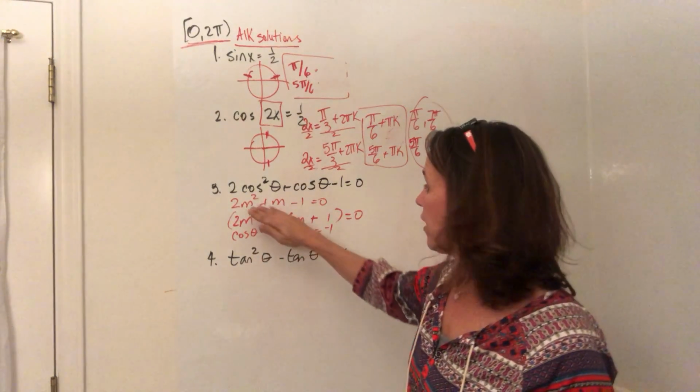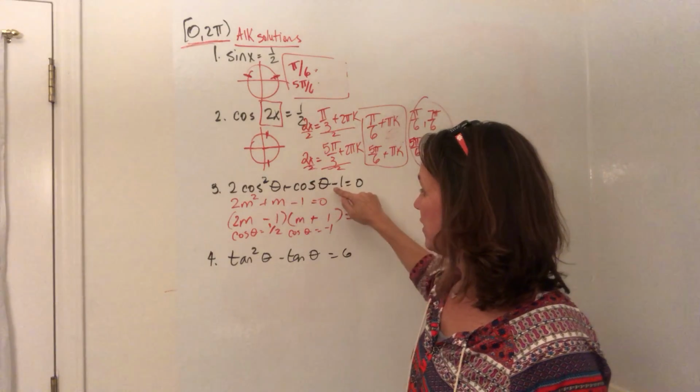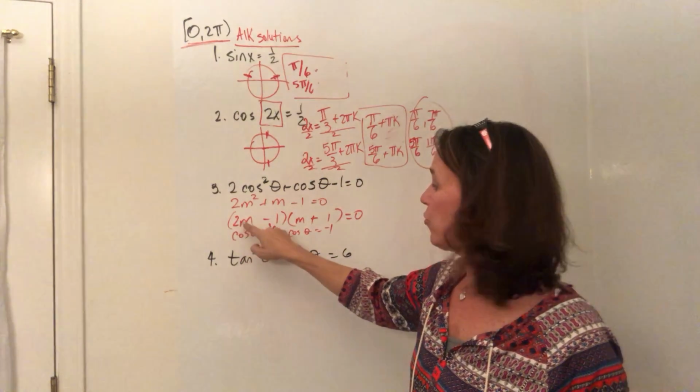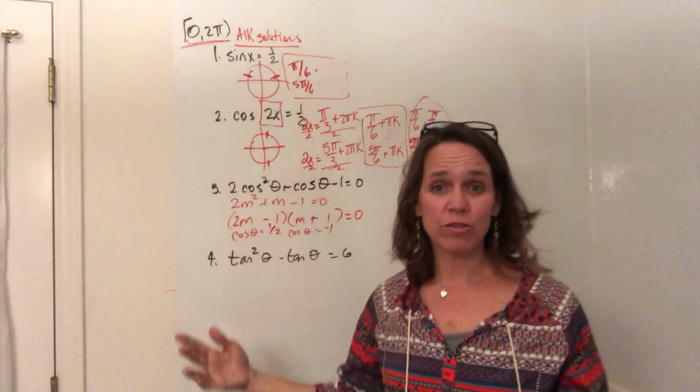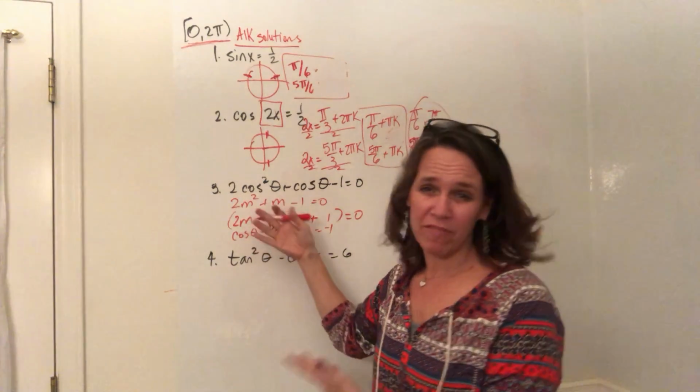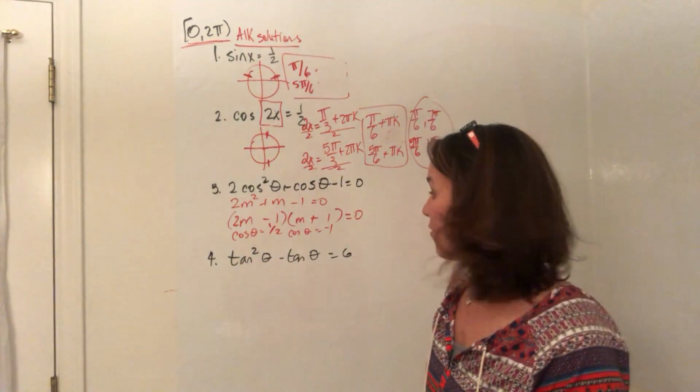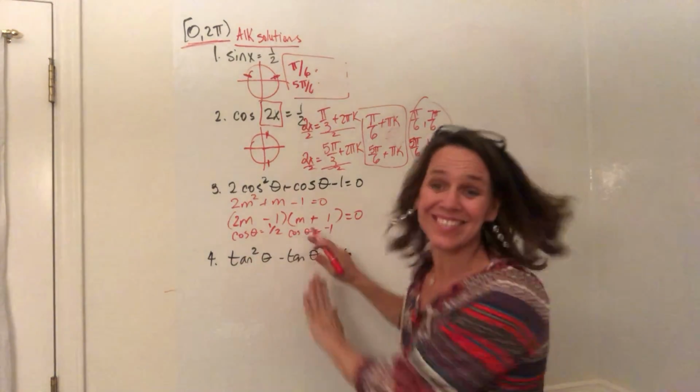If you can go straight from here to factoring this, that would be 2 cosine theta minus 1 and cosine theta plus 1. You can do it that way, or you can just put in some dummy variable like m and solve it that way. Okay, so we're not done.